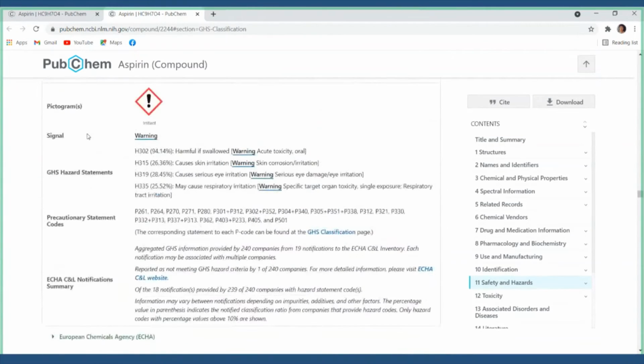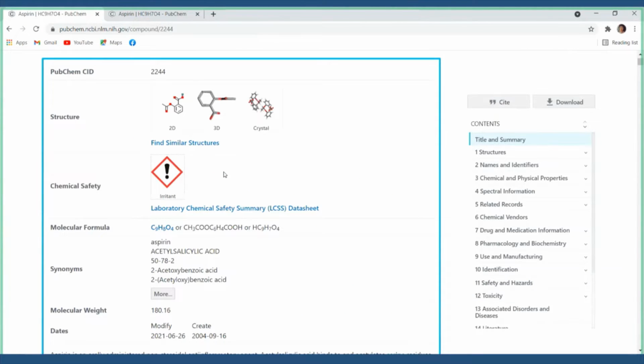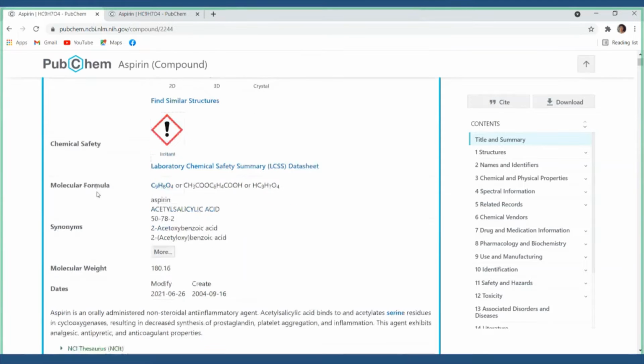It says warning, harmful if swallowed, acute toxicity, oral, causes skin irritation, skin corrosion, irritation. So it gives you detailed info about the drug that you are working with. And another thing is what we call molecular formula. How many of us know molecular formula?